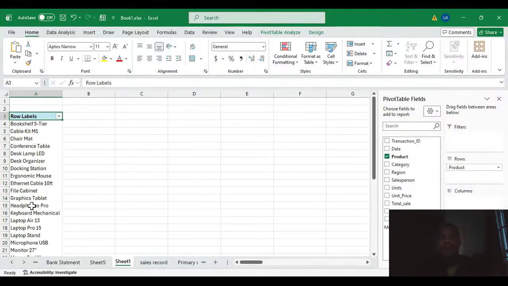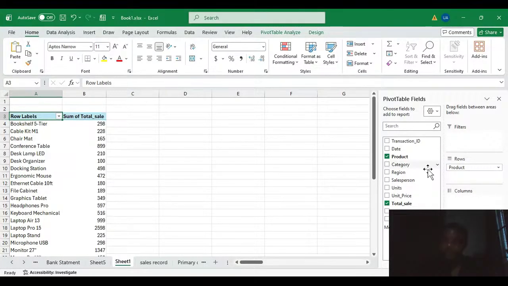Now remember, we are comparing our products with total sales. So I'm going to come here, I'll pick this, I'll bring it back to value here. So it's more like my product is in the row and then my total sales is going to be in the value. Now, when you do this, you're going to see the sum of total sales of each product, which is this product I have here.